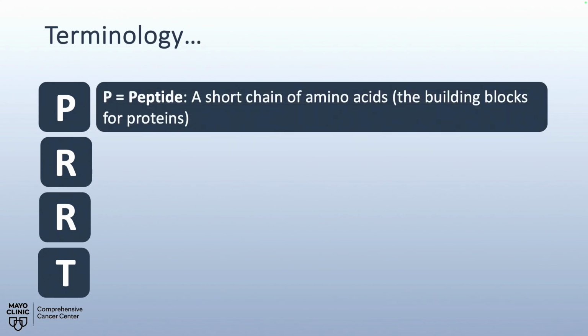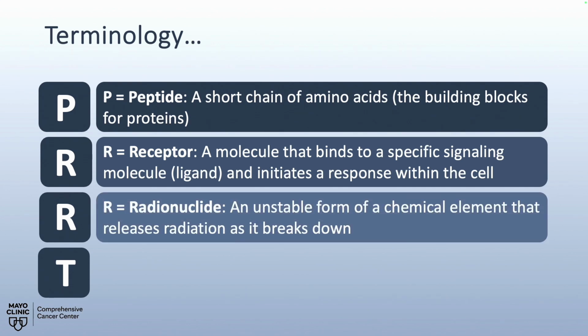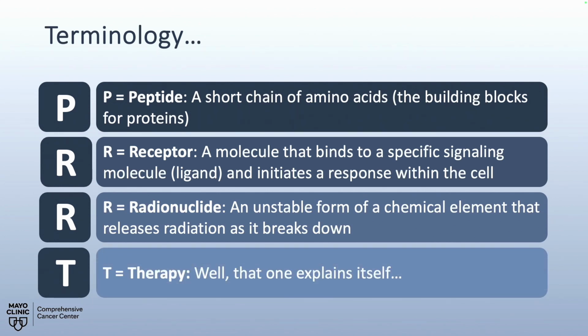So what does PRRT stand for? Let's talk about the terminology. The P is peptide. A peptide is a short chain of what's called amino acids, essentially the building blocks for proteins. R stands for receptor. That's a molecule that binds to a specific signaling molecule called a ligand and initiates a response in the cells. I'll show you pictures too. And there's another R, which stands for radionuclide. Technically the definition is an unstable form of a chemical element that releases radiation as it breaks down. So something that radiates. And T, therapy, well, no need to explain that.